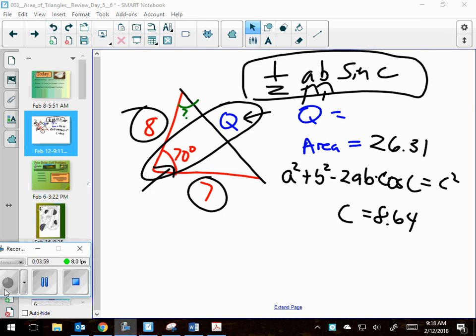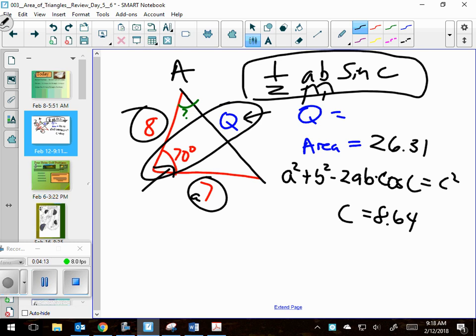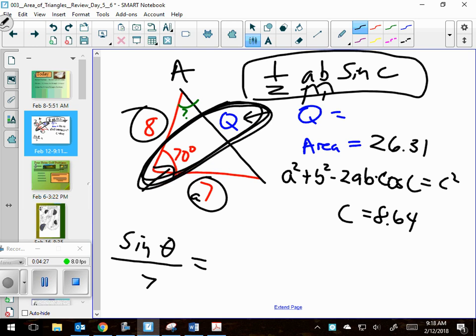Okay, I'm going to set it up with law of sines. Is the law of sines picky about which one's which? No, it does not care. So I'm going to call this A, and the side across from it little a, etc. I'm going to do sine of some angle I don't know, I'll call it theta, over 7 is equal to, then I really need to use these because that's the angle and side that I have. Sine of 70 over, and then that side we figured out was right here, and that was 8.64.